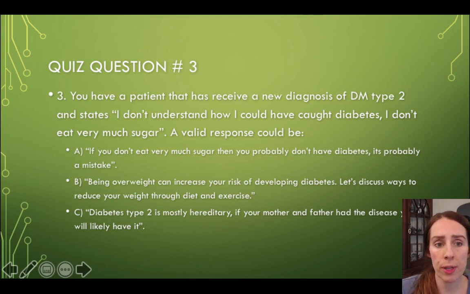Quiz question number 3. You have a patient that has received a new diagnosis of diabetes type 2 and states, I don't understand how I could have caught diabetes. I don't eat very much sugar. A valid response by the nurse could be, and the answer to that one is B. Being overweight can increase your risk of developing diabetes. Let's discuss ways to reduce your weight through diet and exercise.